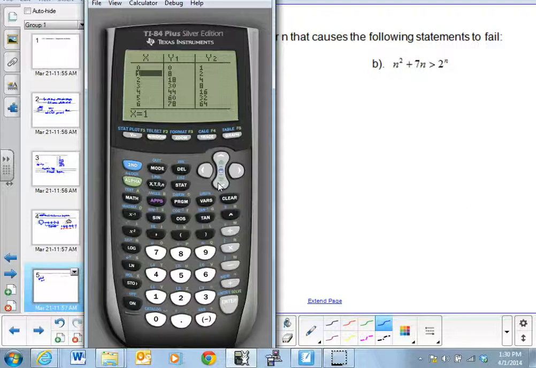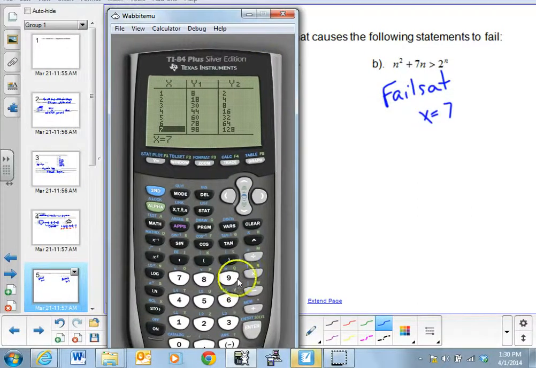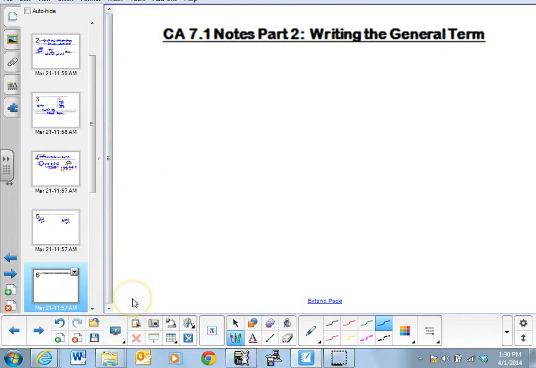So you'll notice y1 is bigger up until, let's see, gotta keep going. Right there, it fails at x equals 7. Get out of here, calculator. Now that was the first part of section 7.1.